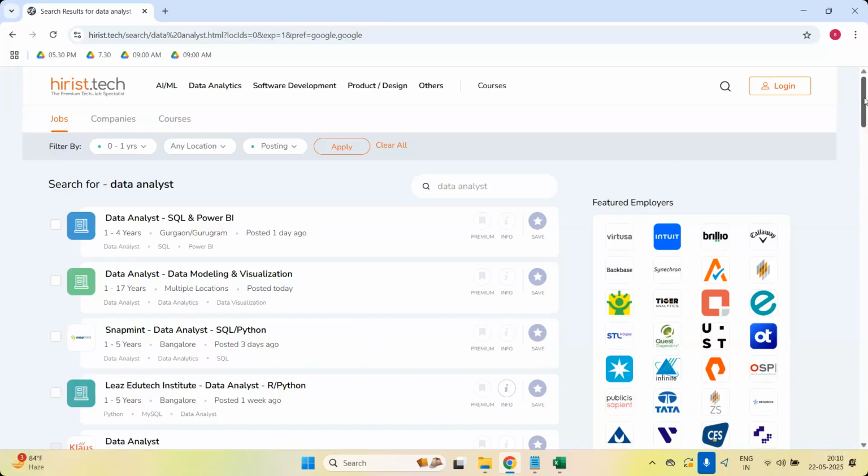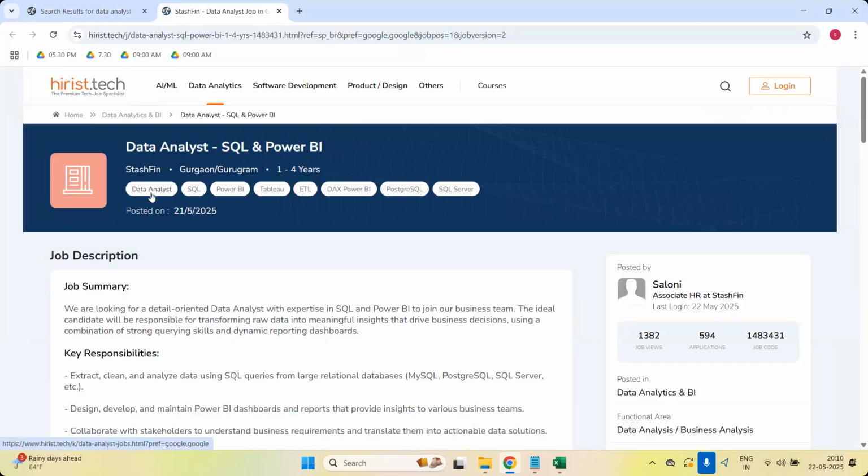Point is clear. Now, here, what jobs are there? Posted 1 day ago. 1 day ago means yesterday only. Posted today. Today's job only this one. Posted 3 days ago. So just let us open. What are the jobs they have posted? Let us open them. Now, can you see here?